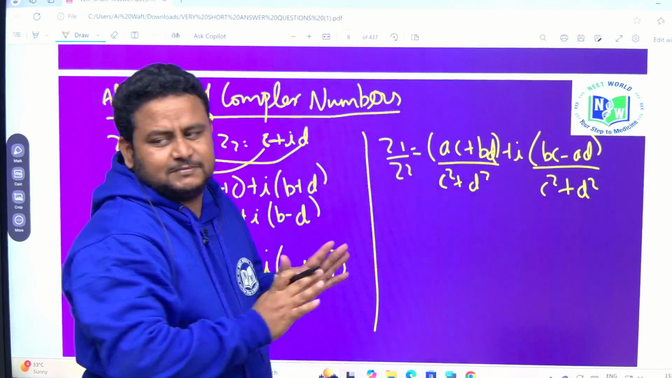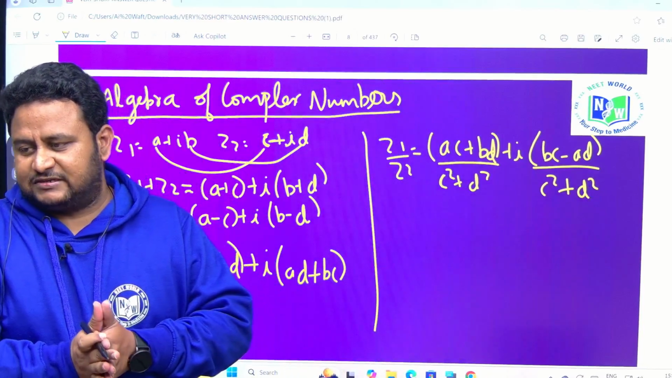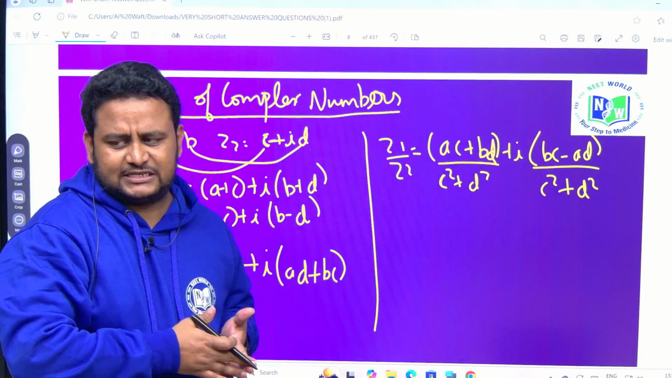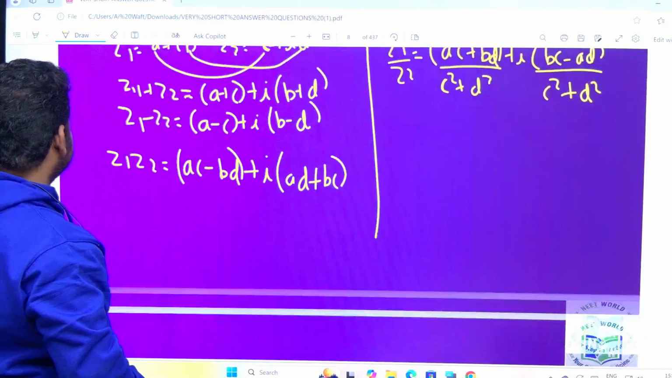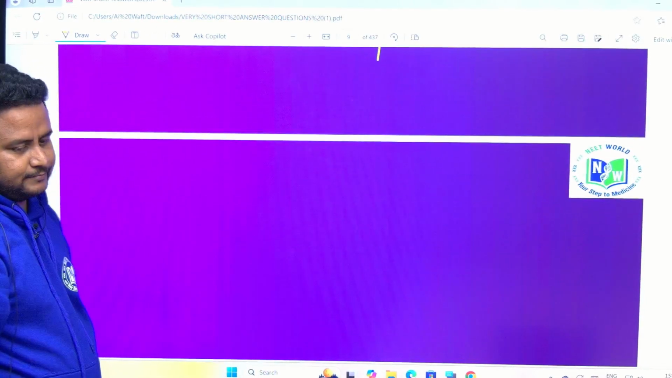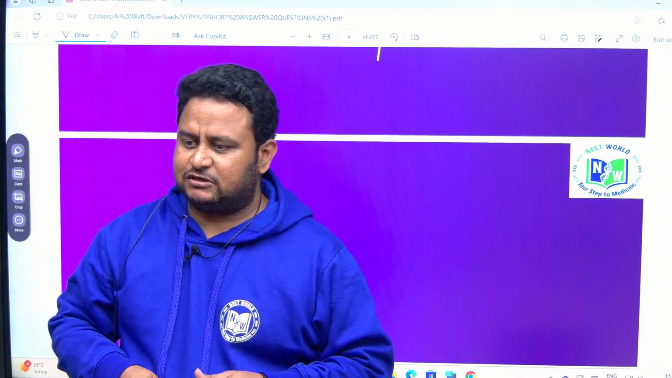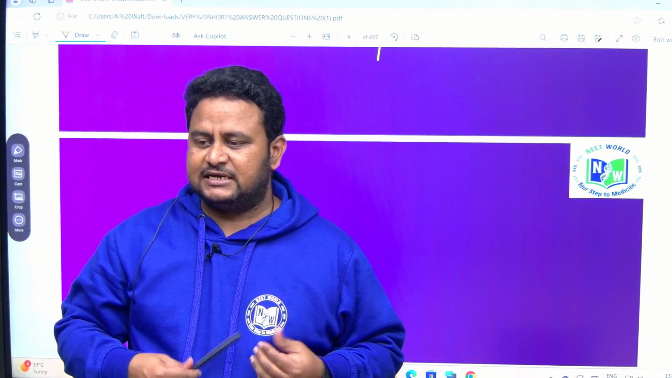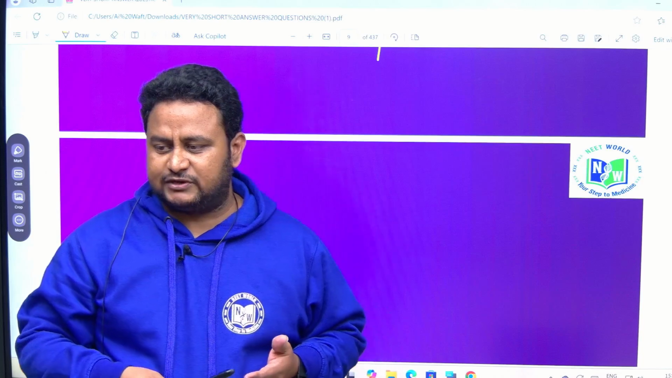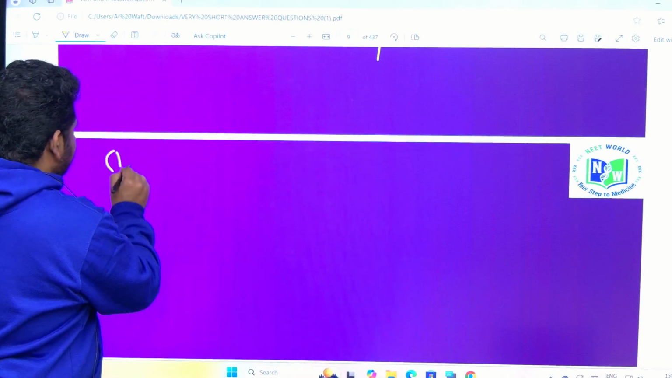This is about the algebra of complex numbers. Now, the most important concepts when it comes to this chapter. In very short answer questions, they can give a complex number and ask you to express it in the form of a plus ib.